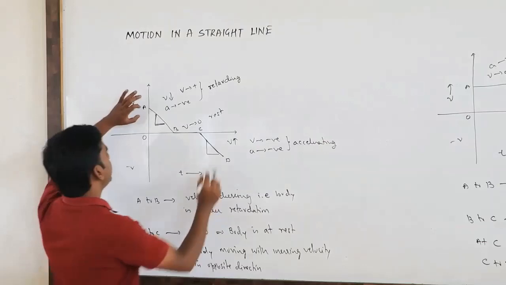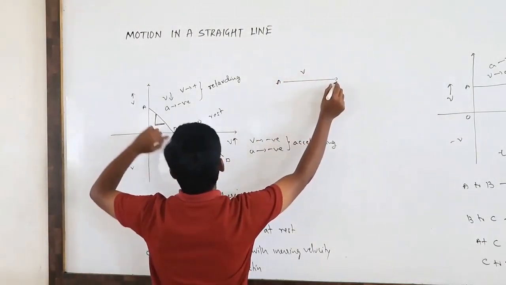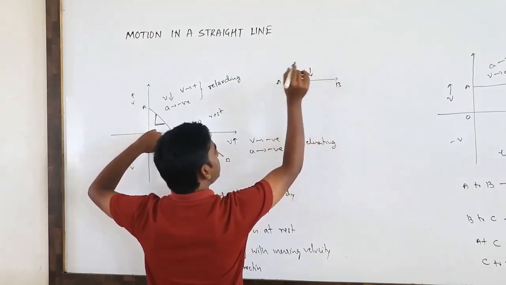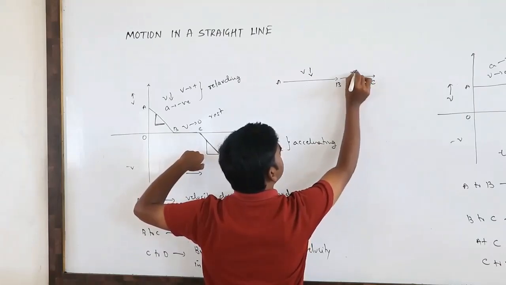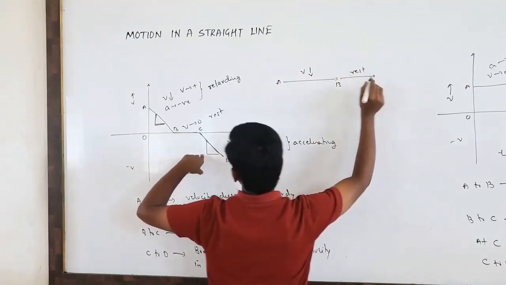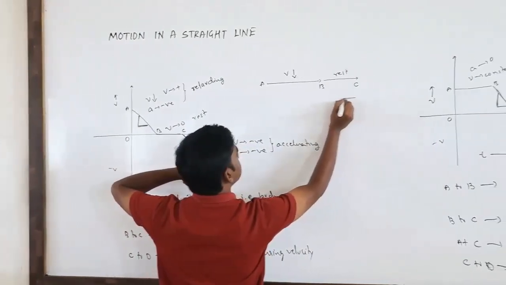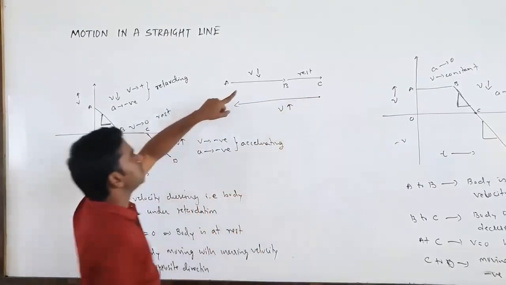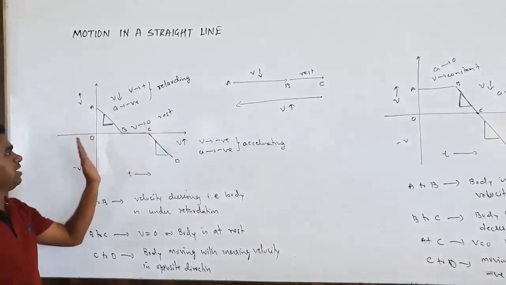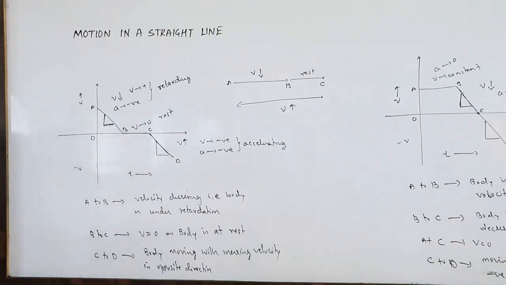So what is happening here? It started with some high velocity. So from A to B, what is happening? Velocity is decreasing. From B to C, it is at rest. From C to D, what is happening? It is coming in this direction. Again, velocity is increasing. Okay, so this is how we can describe the motion from this graph. Like this, we should be able to describe any motion from any graph.